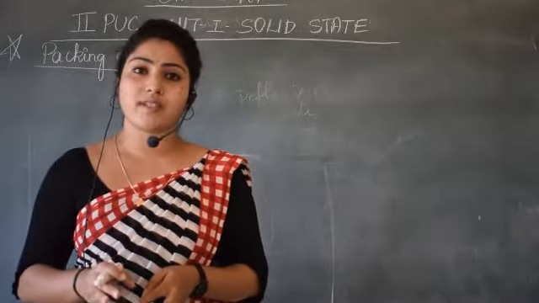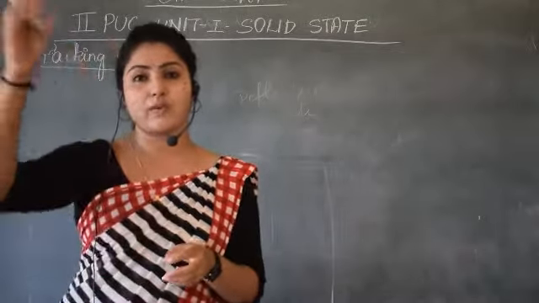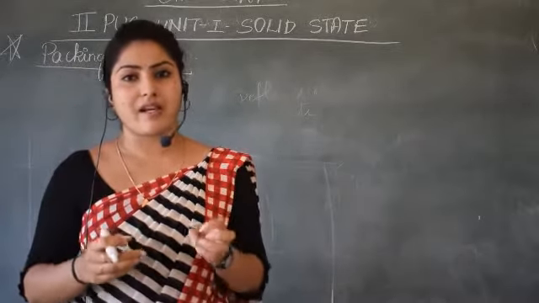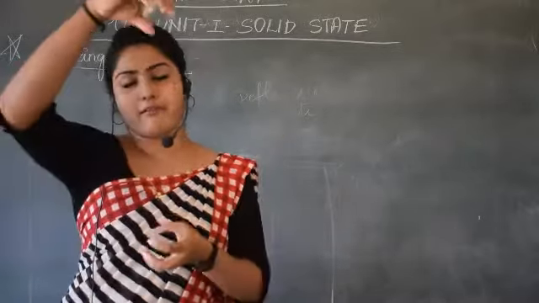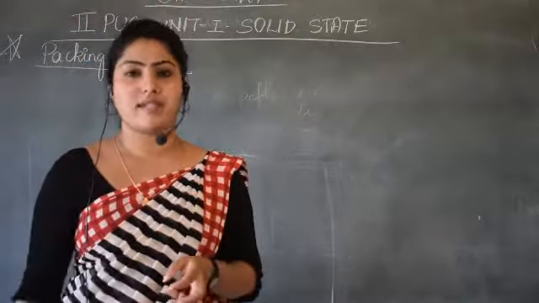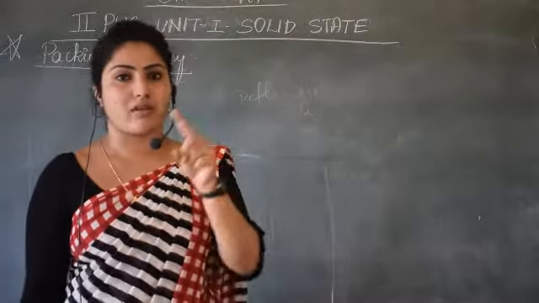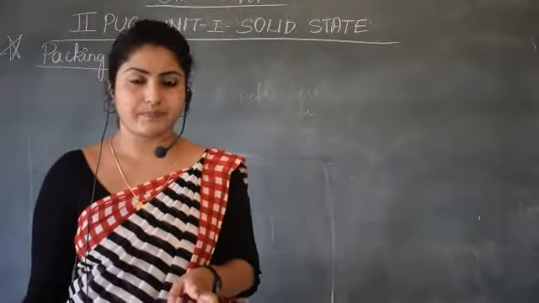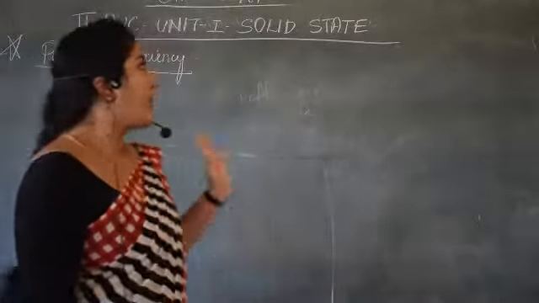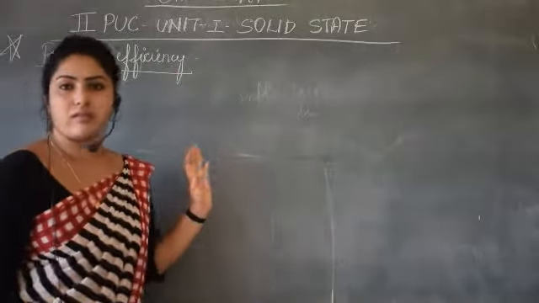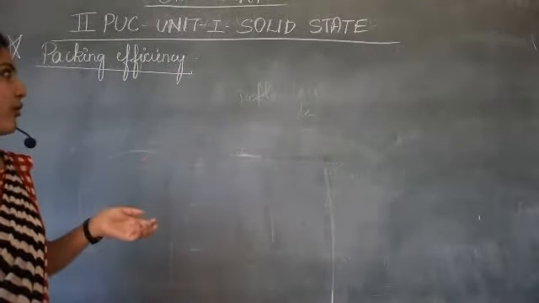Face centered cube is the one in which along with the 8 corners the particles will be present at every face of the unit cell. Total 6 faces will be there, so the particles will be present on the 6 faces as well. Now one by one we will be studying packing efficiency for this.